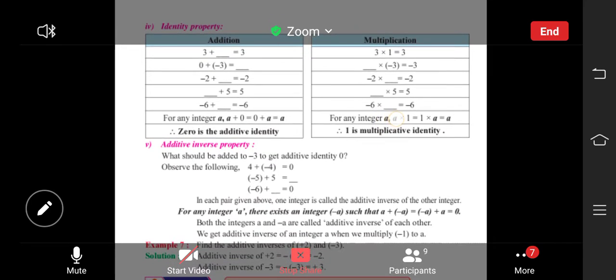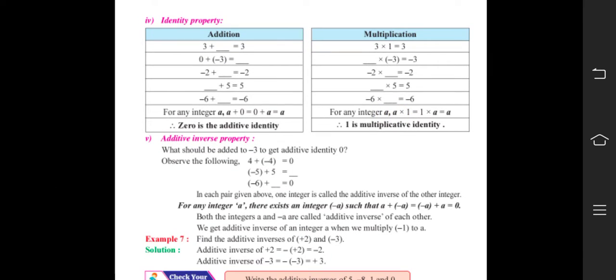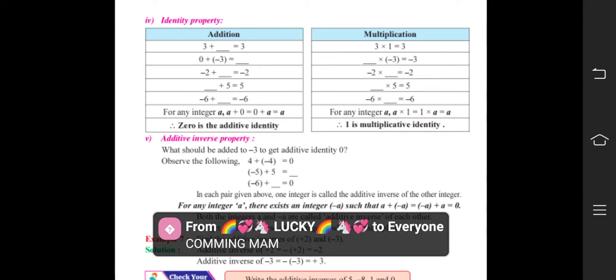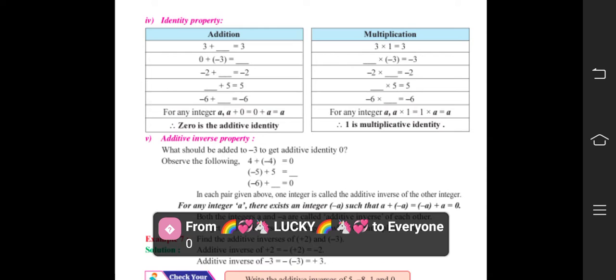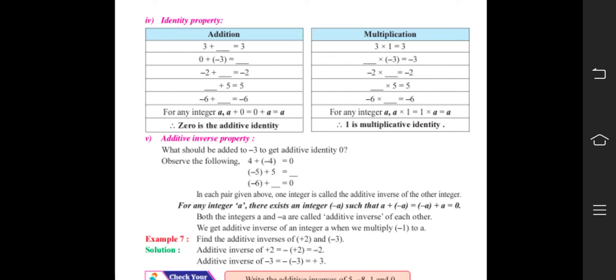What we learned here? Identity property. Here the addition: 3 plus blank equal to 3. What is the answer? 0. So the additive identity is 0. 0 plus minus 3 is, what is the answer? Minus 3. Like that you should complete the table. Multiplication also. What is the multiplicative identity? 1 is the multiplicative identity. So you should complete the table. I will send this page in your group. You should complete it and send it to me.